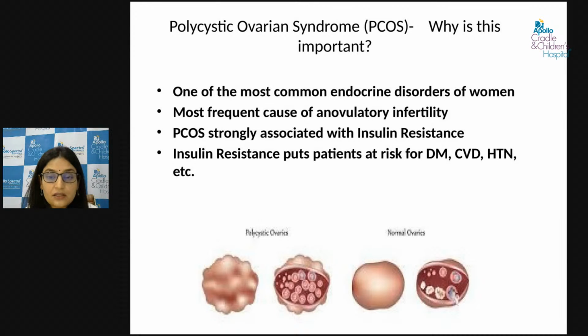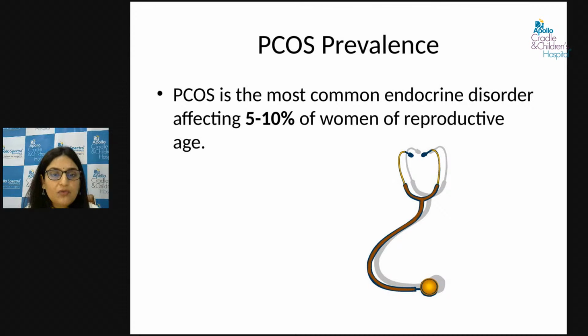It affects other organs also. Although patients usually come with external problems or menstrual irregularities, it can involve other systems also. It can cause diabetes, cardiovascular problems, hypertension, and others. So, what is the prevalence?